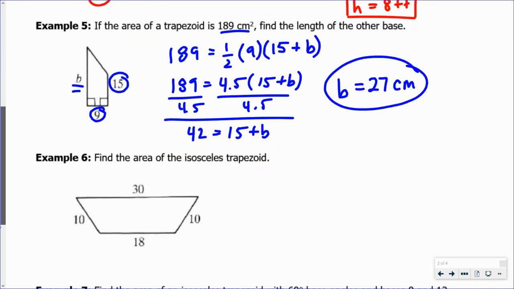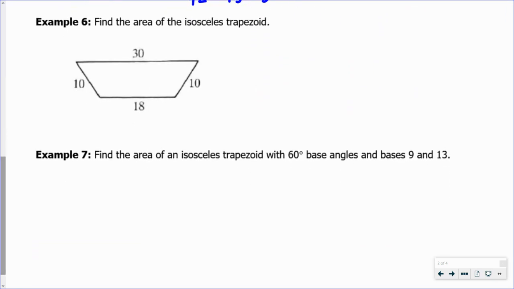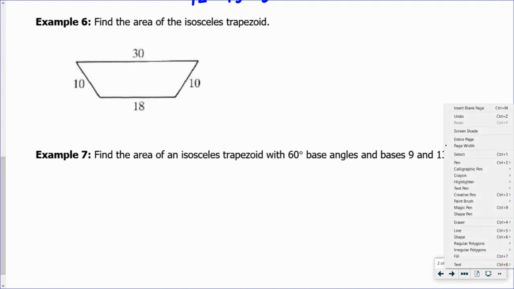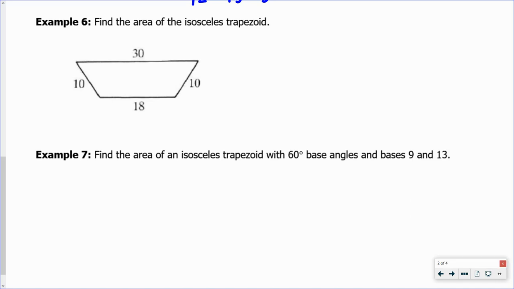Okay, a couple more examples to go. Let's take a look at example number 7. So this reads that we want to find the area of the isosceles trapezoid. So in this case, we don't know the height, and that's the big problem here. So what we want to do is find that height. I always like to try to incorporate triangles in if I'm missing any dimensions that I need, like triangles and rectangles. In this case, it's exactly what I'm going to do.